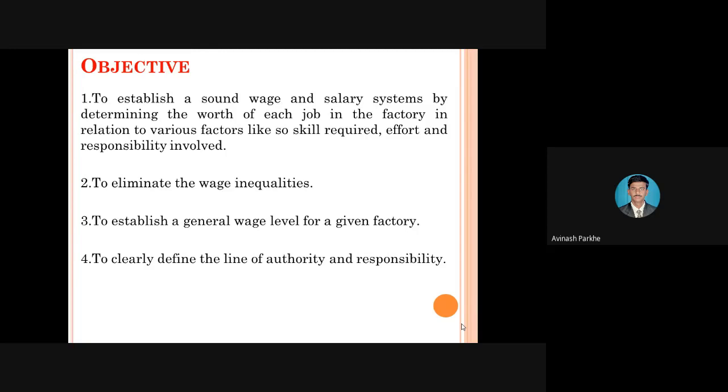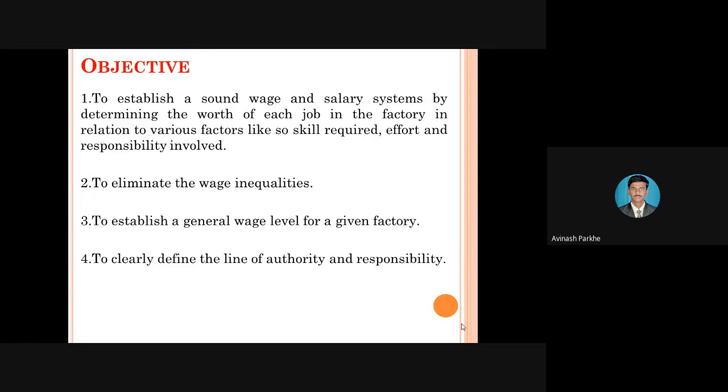Then the second objective is to eliminate wage inequalities, inequalities in the wages. Sometimes what happens, a few workers are working in an effective manner, a few workers are working in an ineffective manner. For all of those who are working in an effective manner, we have to give the same additional amount. If you are giving an extra 10,000, then that 10,000 should be given to all workers who are working in an effective manner. But in that, for one worker 10,000, for another worker 7,000, for another worker 5,000, for one more worker 3,000.